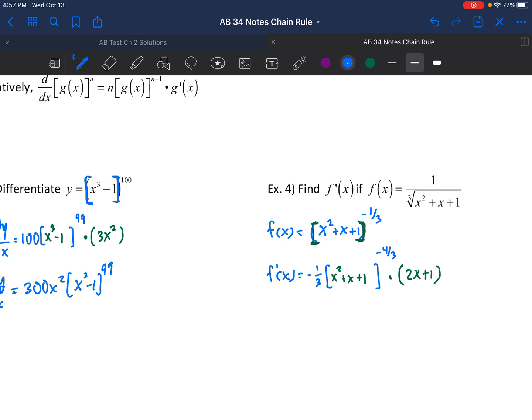Just neatening things up, ordering things around. F prime of x is negative 1/3. I'm going to leave that as 2x plus 1 multiplied by x squared plus x plus 1 to the negative 4/3. And we can rewrite that over the radical, or just call it a day, be done with it. The derivative of the outside multiplied by the derivative of the inside, the chain rule.